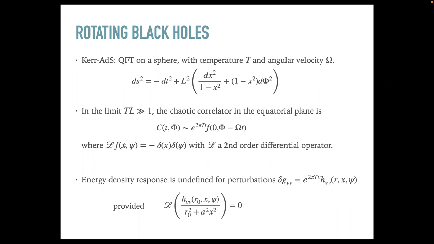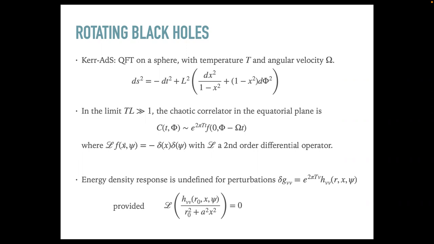So this corresponds to looking at a quantum field theory on a sphere. In this kind of metric, x here is like the cosine of theta, where theta is the normal sphere angle on the sphere, and phi is the equatorial angle. So these are states on a sphere with some non-zero temperature and some non-zero angular velocity. So this is some quantum field theory state which has some non-zero angular momentum.